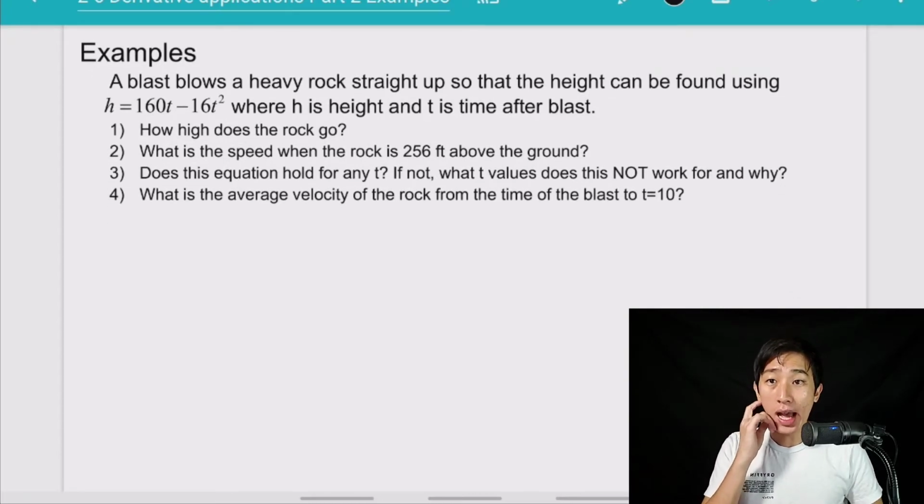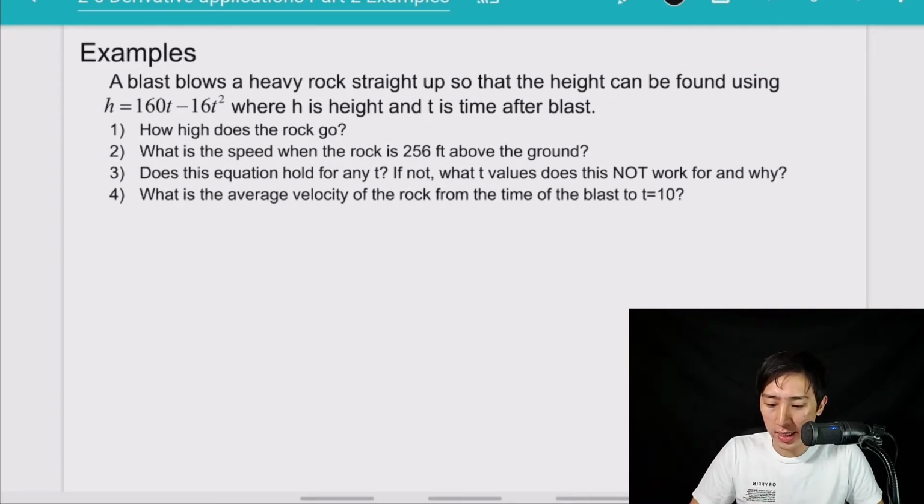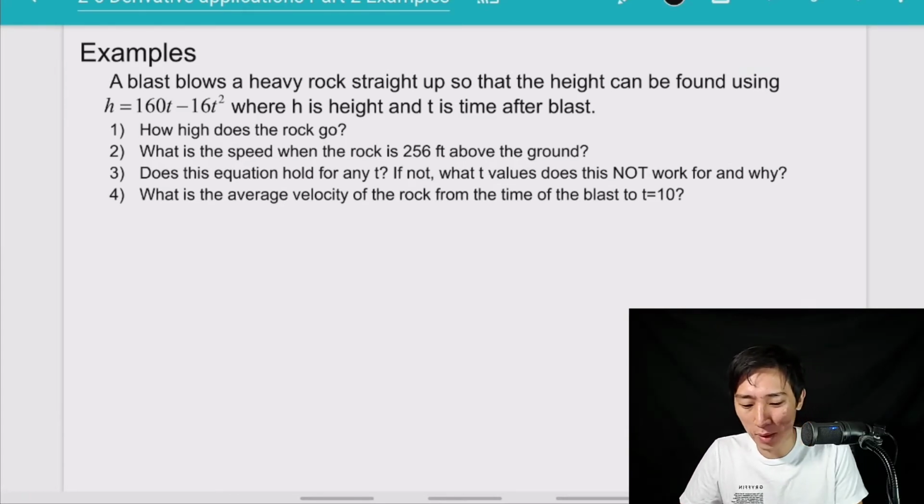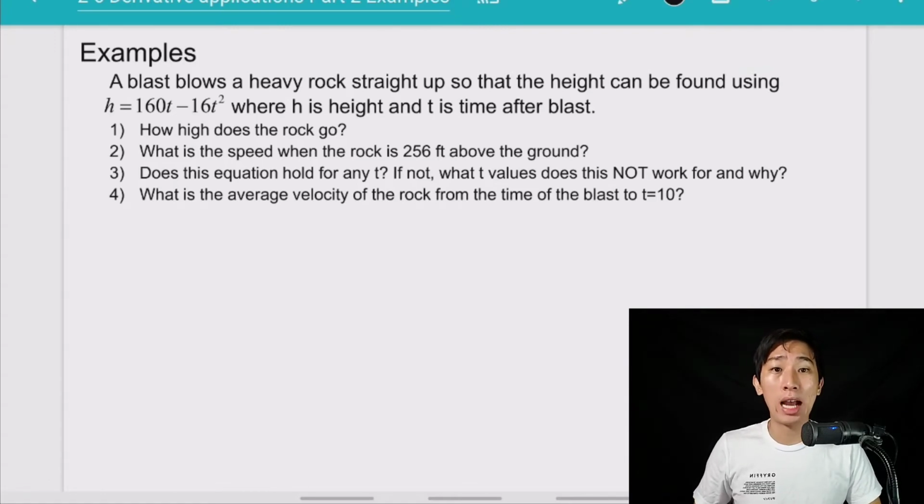All right, now adding on to this, there's a really common question that's often asked. It says, what is the average velocity of the rock from the time of the blast to t equals 10? Now, the reason why I hid this question earlier is because if I included this, it'd be pretty easy to assume that it does not work after t is greater than 10. But it says average velocity.